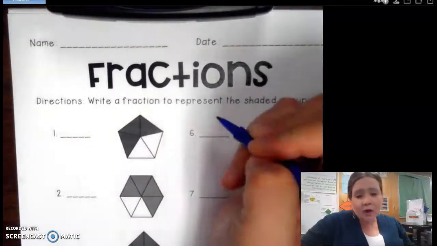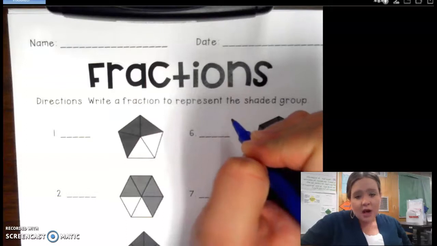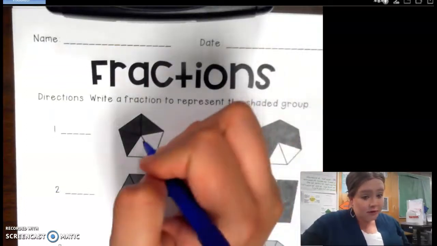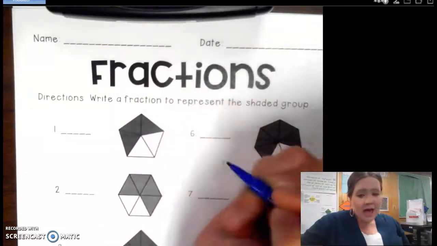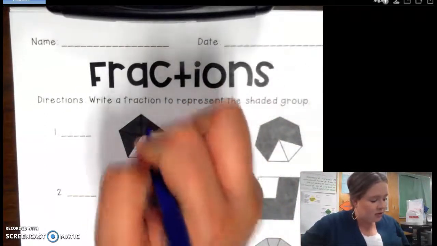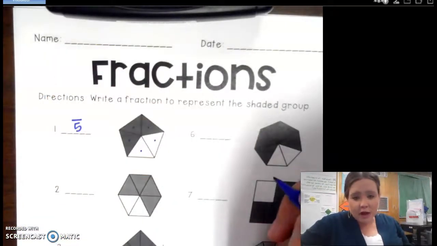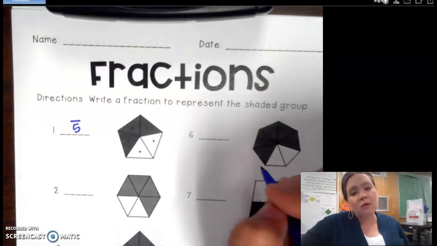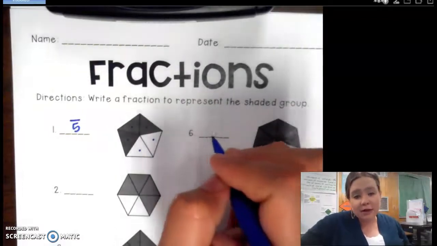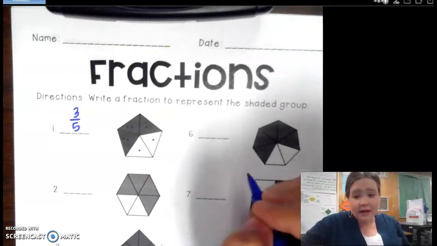So here they give you the model and it's already shaded and it wants you to represent the fraction or write a fraction that is being represented. So if I'm looking at this first fraction, I'm going to count my total number of pieces. 1, 2, 3, 4, 5. That's going to be my denominator. And then I'm going to count the number of pieces that are shaded. 1, 2, 3. That is my numerator.